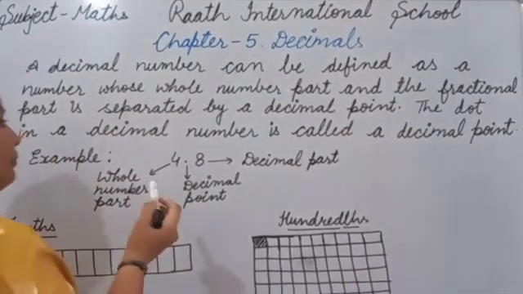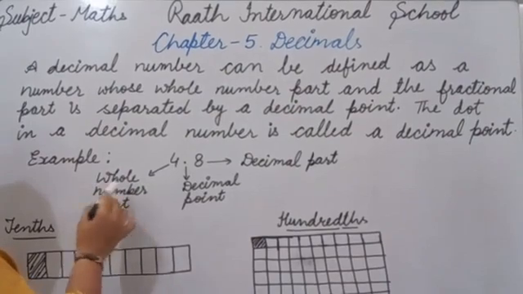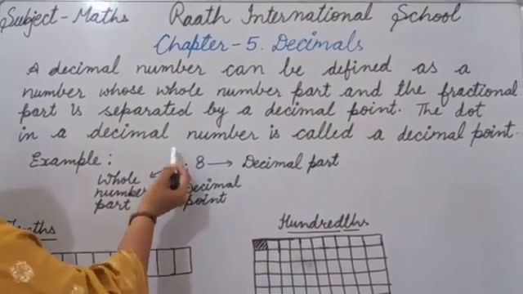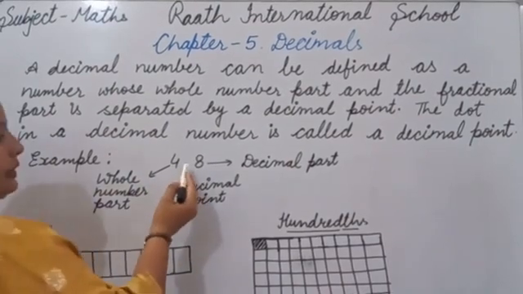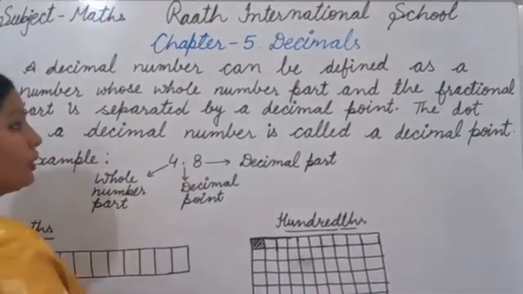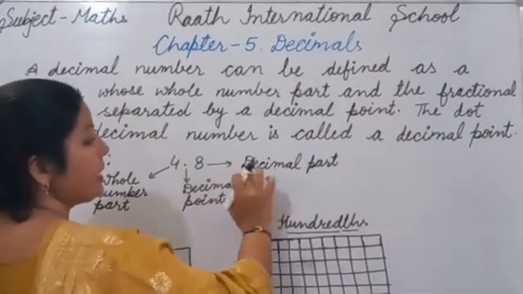Okay, for example we have here 4.8. So here is the whole number part. 4 is the whole number part. Before the decimal we have the whole number part. And this is the decimal point. This dot is called the decimal point. And this is the decimal part.